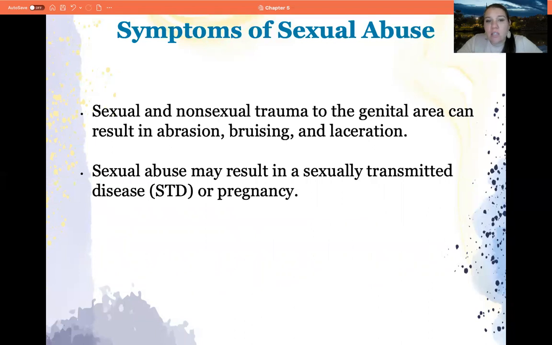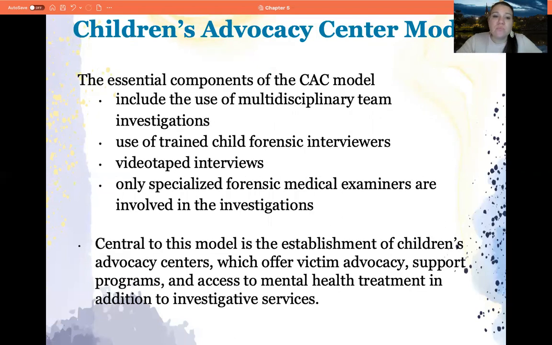Sexual and non-sexual trauma to the genital area can result in abrasions, bruising, and lacerations. Again, they may be at risk for sexually transmitted diseases, or if they're old enough, potentially pregnancy as well.